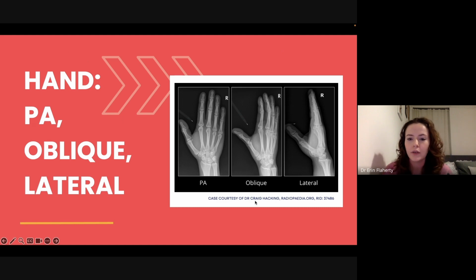Here, we just have 3 views again. You have your PA or AP and your lateral. And as well, you can have your oblique view, which can give you a slightly better view of those first few bones, metacarpal joints.